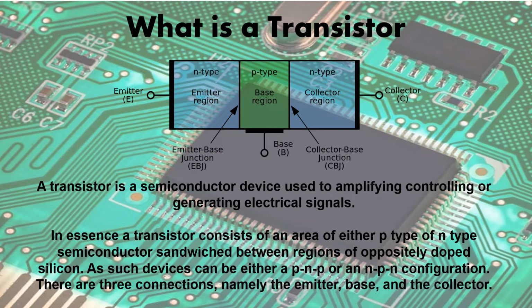So, what is a transistor? A transistor is a semiconductor device used for amplifying, controlling, or generating electrical signals. In essence, a transistor consists of an area of either p-type or n-type semiconductor sandwiched between regions of oppositely doped silicon. As such, devices can be either a PNP or an NPN configuration. There are three connections, namely the emitter, base, and the collector.